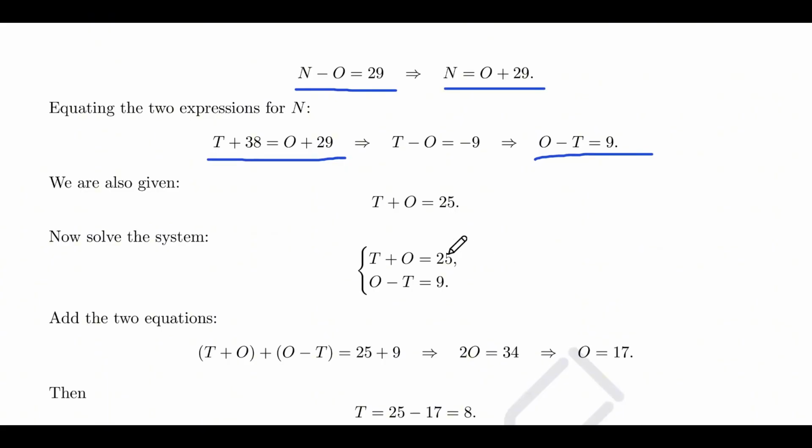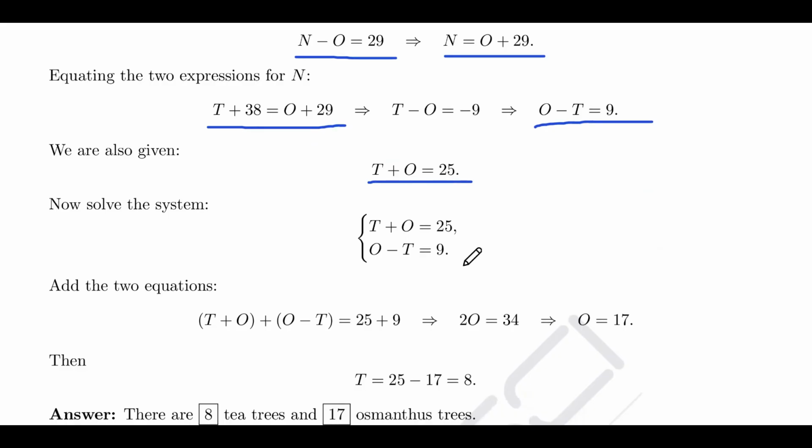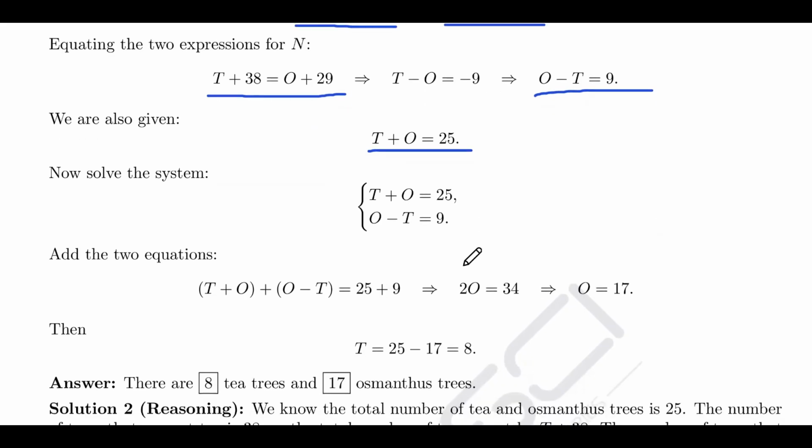The third condition tells us that T plus O equals 25. Now solve the two equations in words. The sum of T and O is 25, and O minus T equals 9. Add those two relations together.